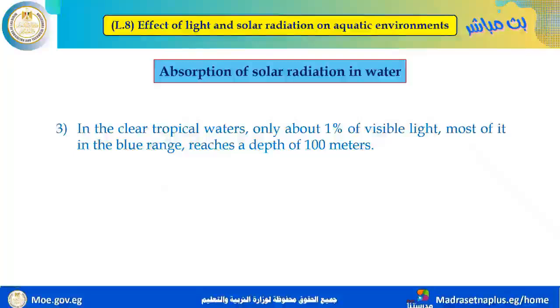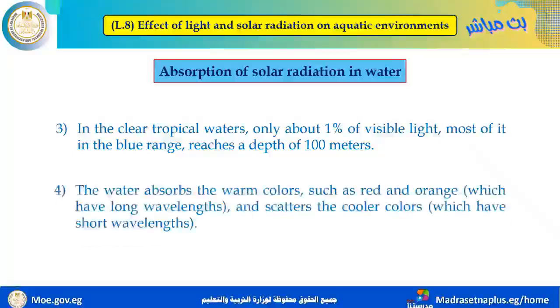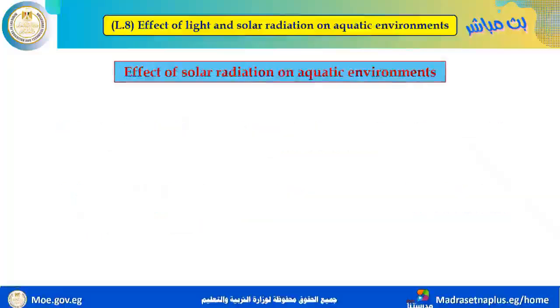Okay, so this is how the absorption of the solar radiation happens inside the water. Also, the water absorbs the warm colors, such as red and orange, which have long wavelengths, and scatters the cooler colors, which have short wavelengths, like the blue and the violet colors. Okay? So now we need to know the effect of the solar radiation on aquatic environments.